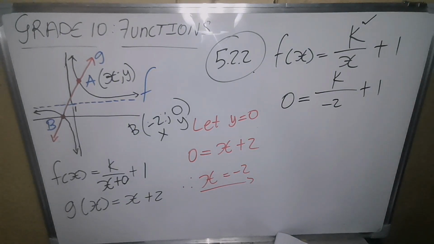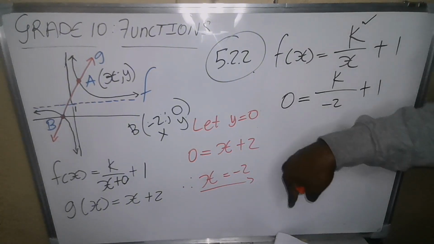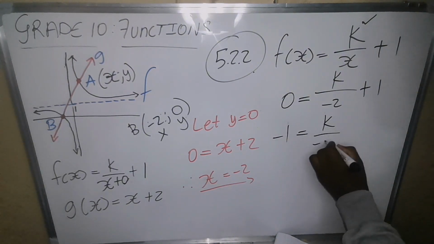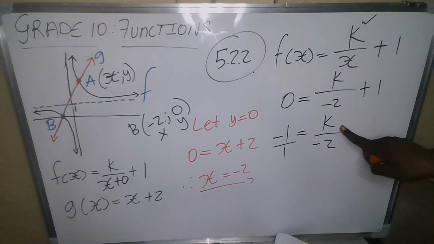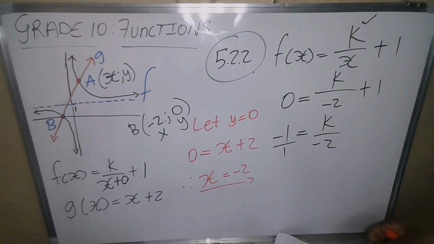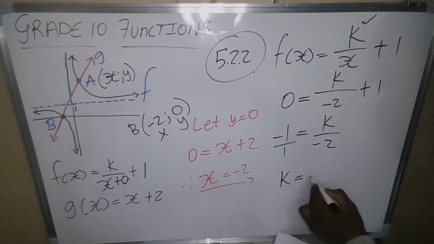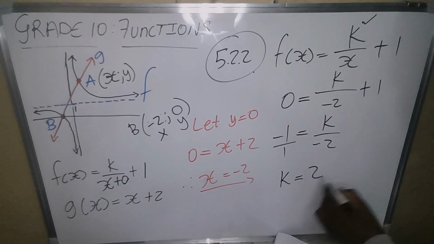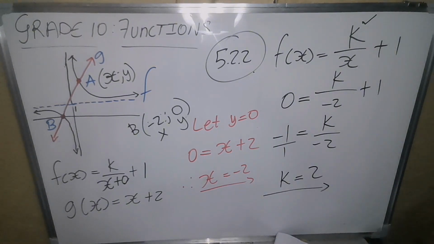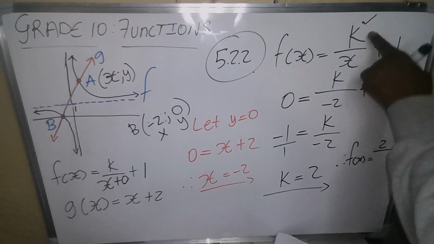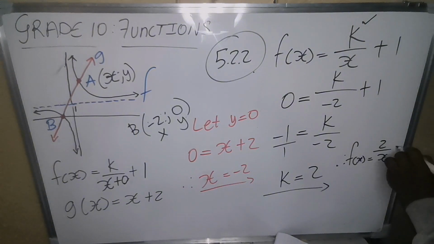How do we solve for k? Transpose each and every term that does not have k to the other side. The one that doesn't have a k, you take it to the left: 0 minus 1, negative 1, then k over negative 2. If you have an equation like this one, you just need to cross multiply. k times 1 is k, then negative 1 times negative 2 is positive 2. So you have found your k. Therefore, your equation of f(x) is equal to 2, which is the value of k, over x plus 1. Then you are done with finding the equation of f(x).